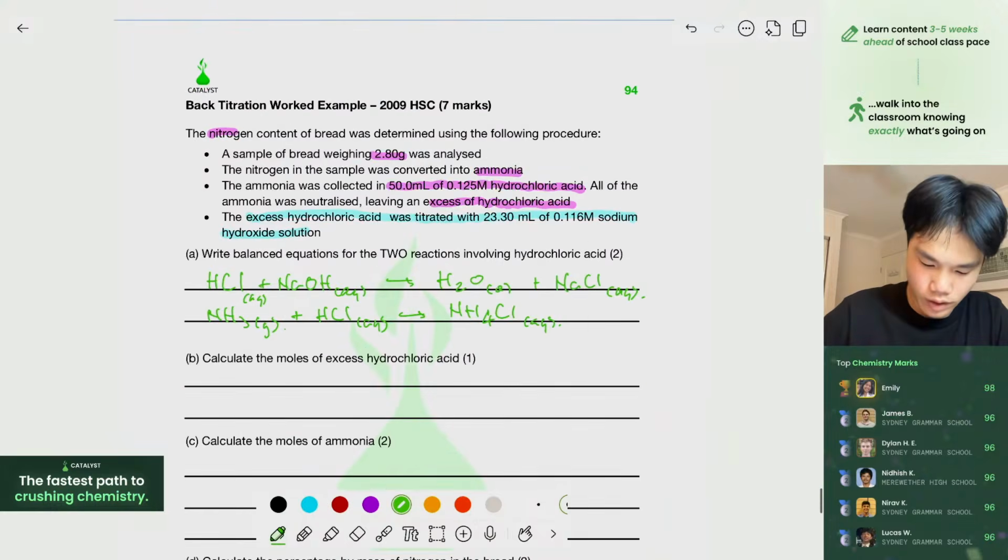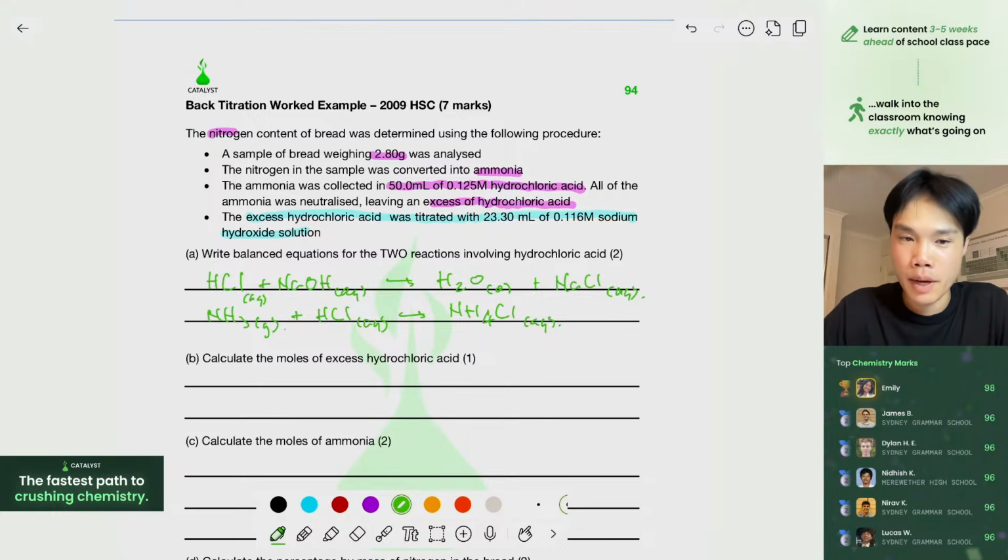Okay, cool. So the two equations are up. You have your HCl reacting with NaOH to make H2O and NaCl. NH3 also reacting with HCl to form ammonium chloride, as per earlier in the question. So 2 marks there. Part B, calculate the excess moles of hydrochloric acid.